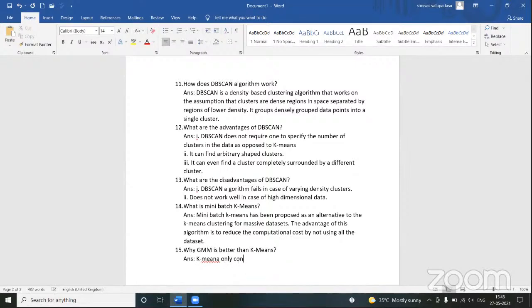K-means only considers the mean to update the centroid, while GMM takes into account the mean as well as the variance of the data.